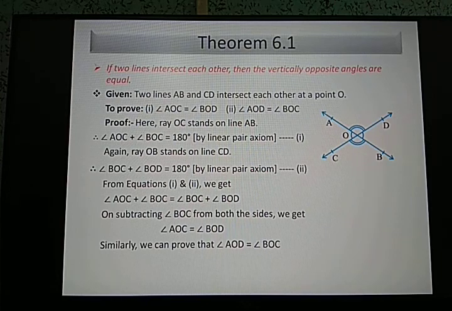And after proving both of them, our job is done. So hence proved. This theorem is proved: if two lines intersect each other, then the vertically opposite angles are equal to each other.